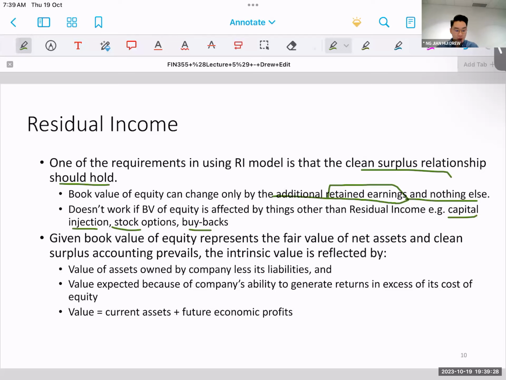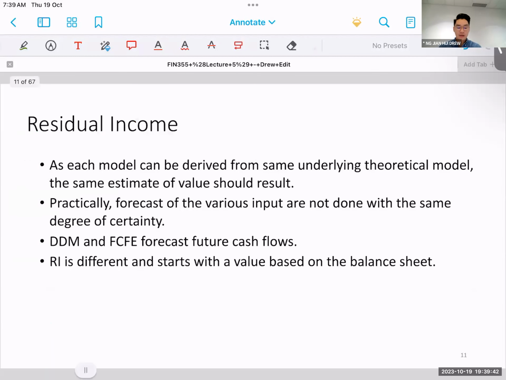Right, so this is just a repeat of what we talked about. How do we value using residual income? It is just the book value of equity plus the present value of residual income. So nothing too much to talk about.